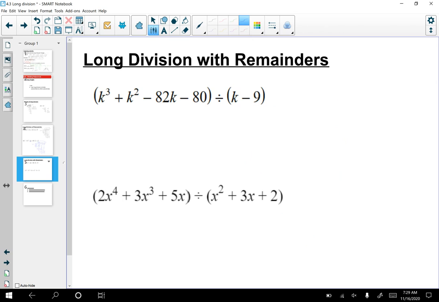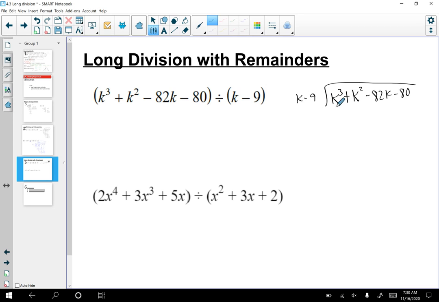Okay, again, if you feel good about this, go ahead and pause the video and do this on your own. Now, obviously by the title of the slide, we're going to have a remainder, so I'm going to show you what to do with that. So you should know how to set this up. k cubed plus k squared minus 82k minus 80 divided by k minus 9.